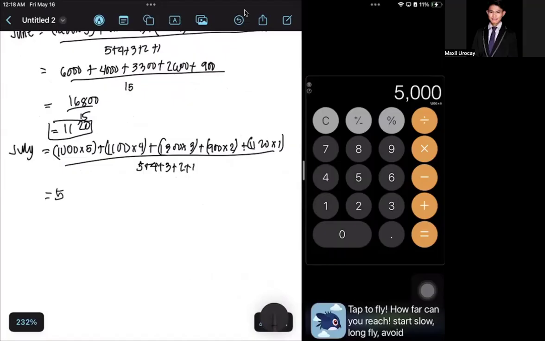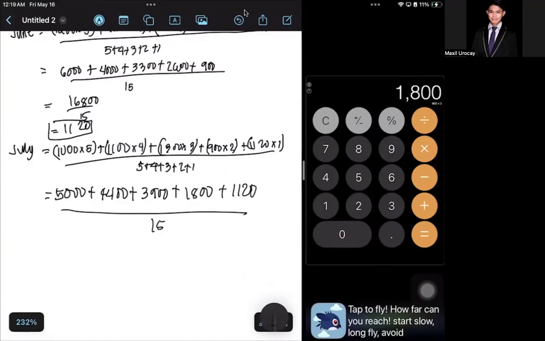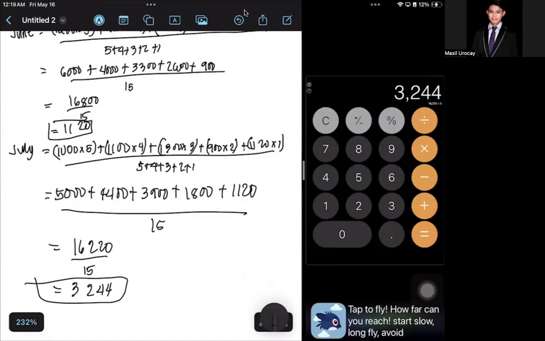So 1,000 times 5 is 5,000. We calculate it so that we make sure we are on the same page. Now 1,100 times 4 equals 4,400, plus 1,300 times 3, that is 3,900, plus 900 times 2, that is 1,800, plus 1,120, over 15. Adding 5,000 plus 4,400 plus 3,900 plus 1,800 plus 1,120 equals 16,220, divided by 15. That is about 1,081. So this is the forecasted data for July.